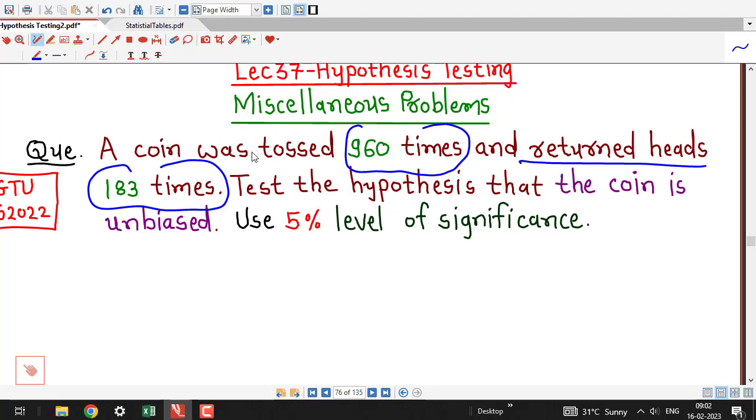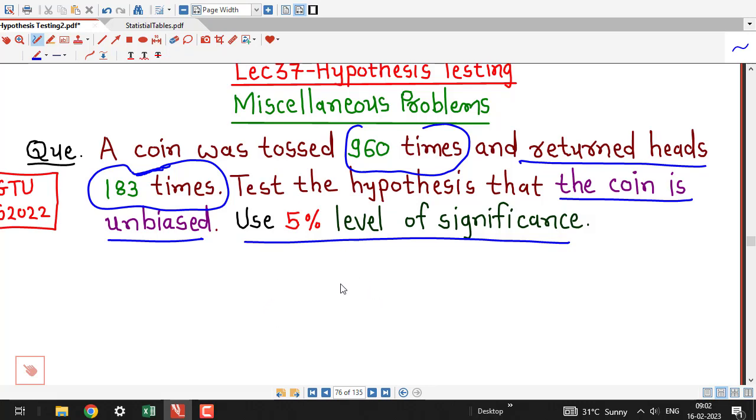That means they are tossing a coin 960 times, and they find that out of those 960 tosses, 183 times head appears. Test the hypothesis that the coin is unbiased and use 5% level of significance. So here the test is not specified. You have to decide which hypothesis test you have to apply. So you can decide from the given information.